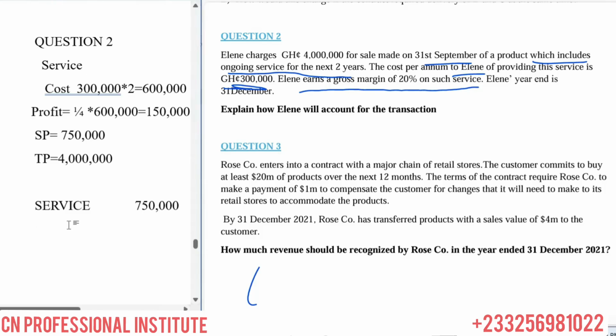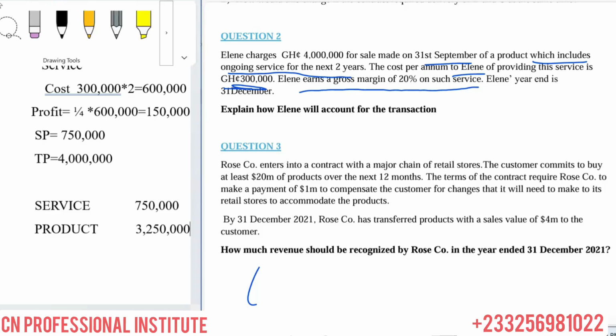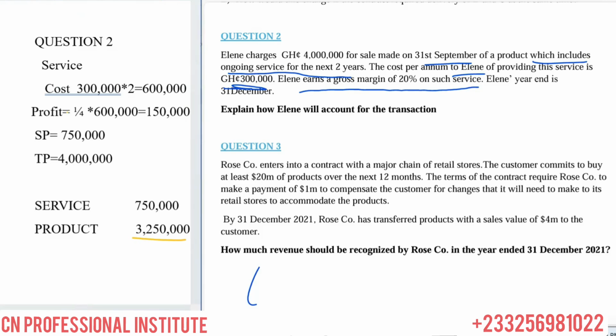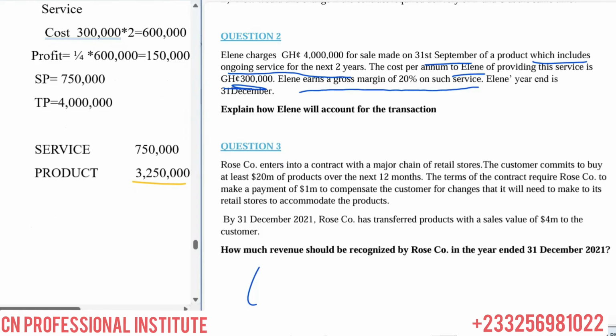So the goods, or the product, will be the 4 million minus the 750. And what are we going to have? We are going to have 3,250,000. You see that when you sum all, you come and get the 4 million. So this is how we do it. When you sum all, you get your 4 million. As simple as that.